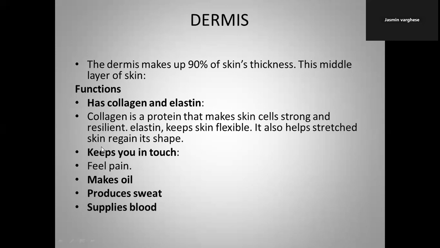And this dermis has 2 proteins, collagen and elastin. Collagen is the protein that makes skin cells strong and resilient. Elastin keeps skin flexible. It also helps stretched skin regain its shape. So these 2 proteins we can see in the dermis.